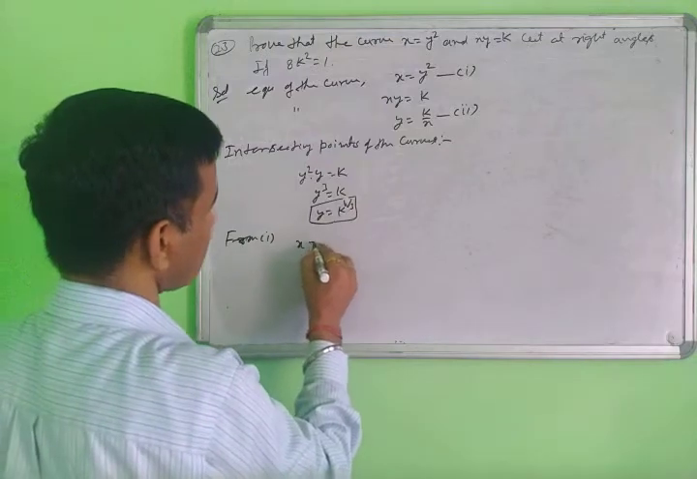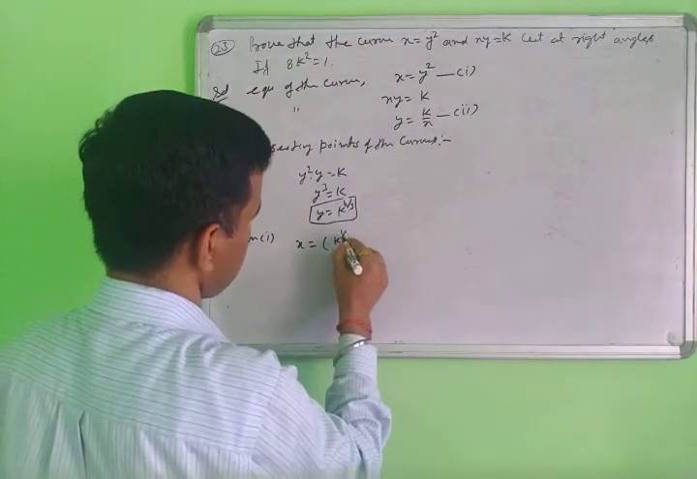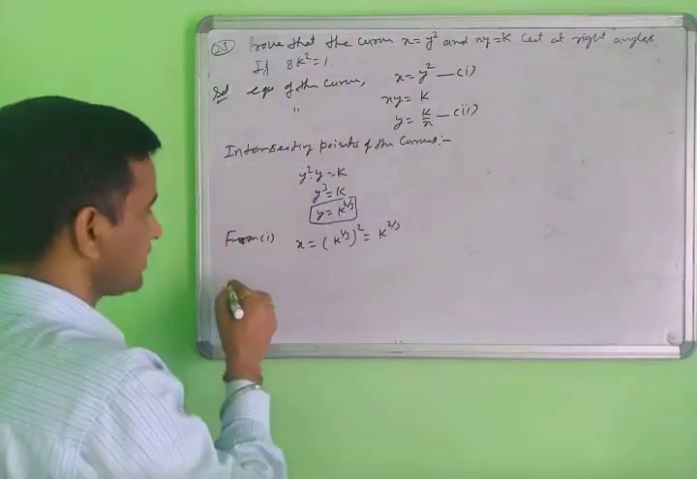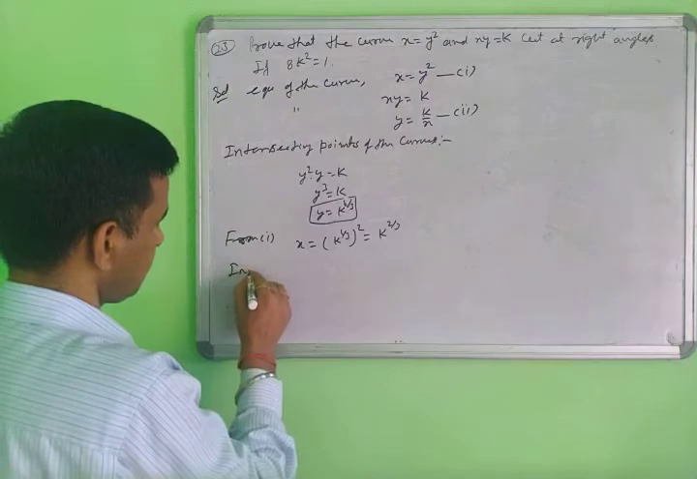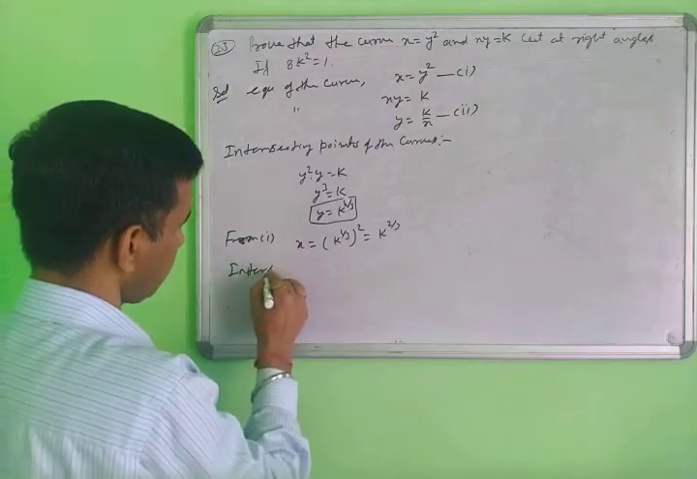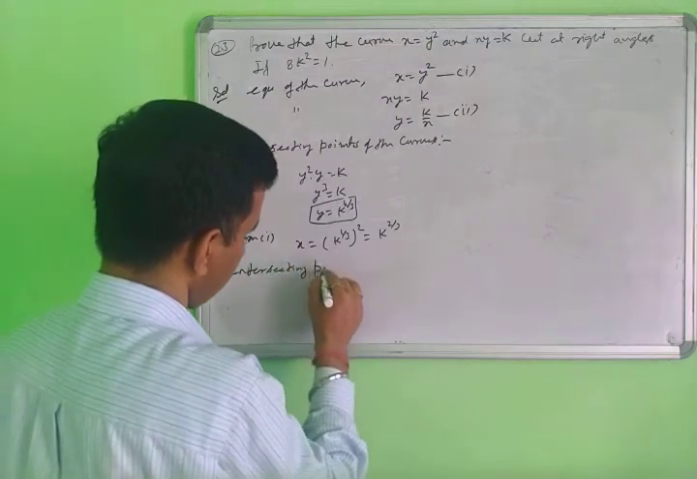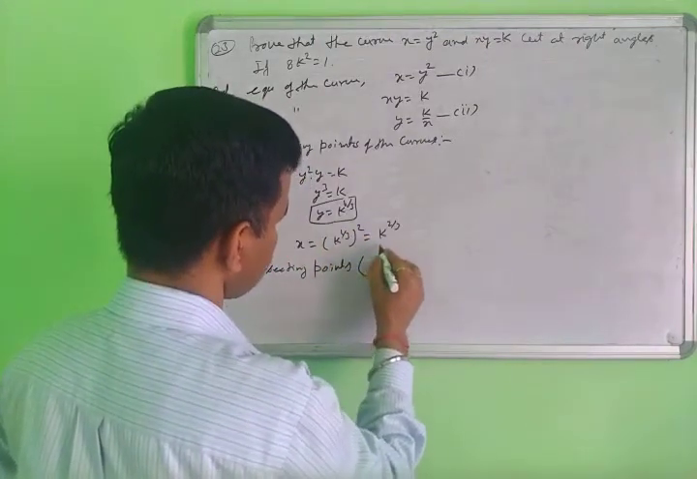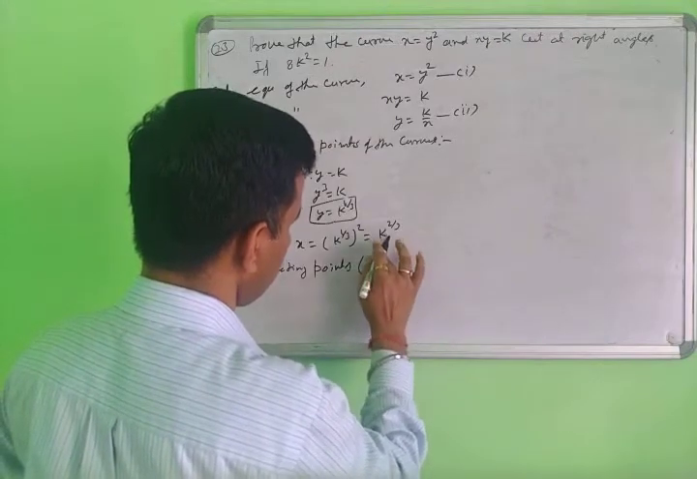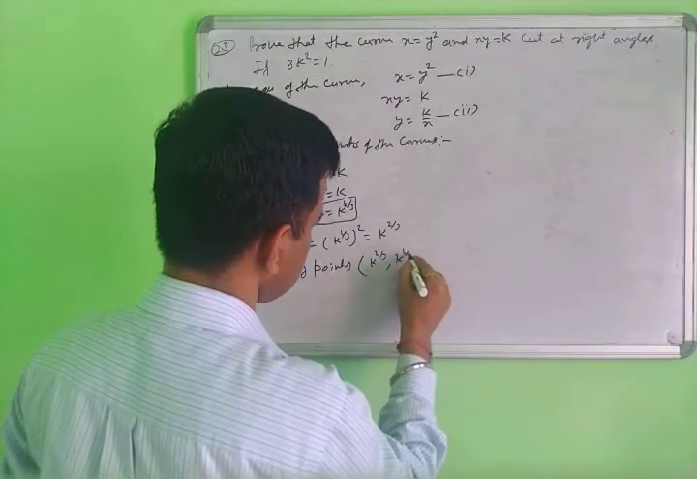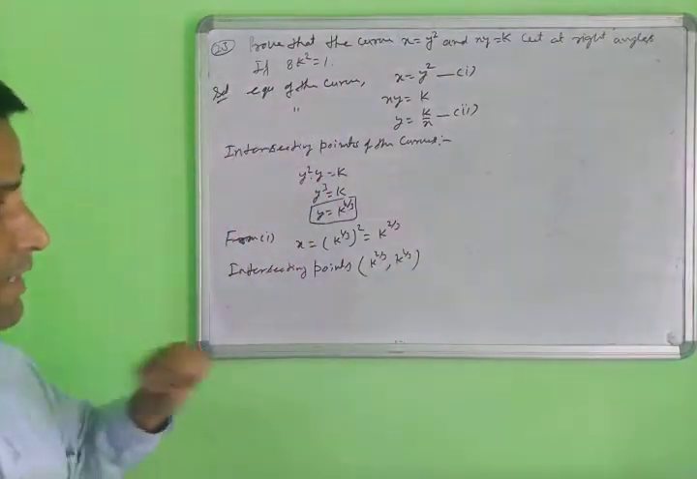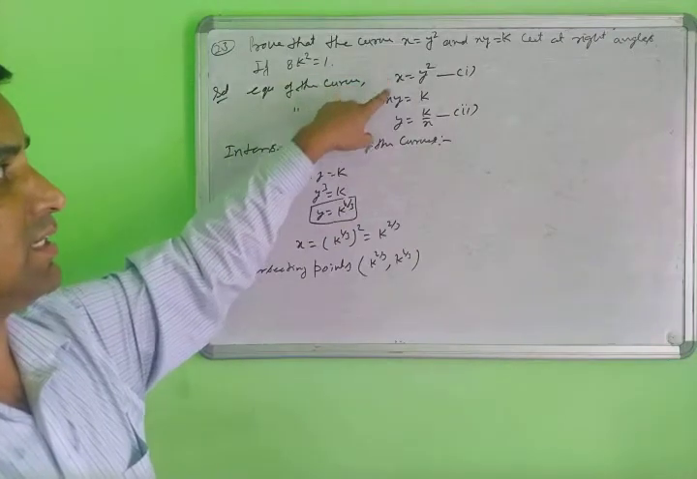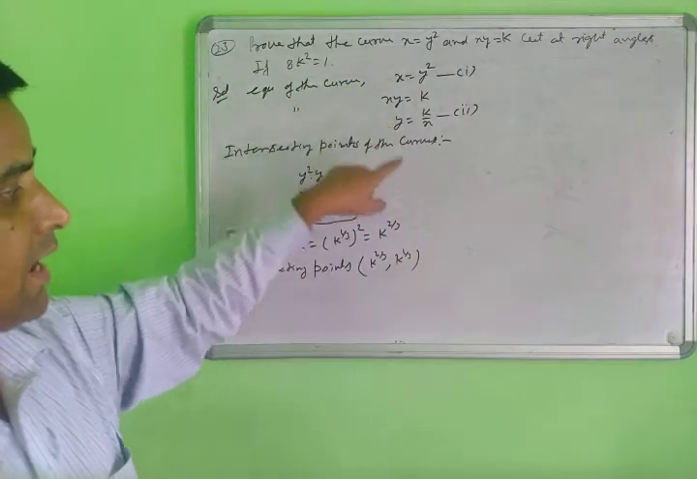Putting the value of y, find the value of x from the first equation. x equals y square, with y equal to k exponent 1 by 3, so x equals k exponent 2 by 3. The intersecting point is (k^(2/3), k^(1/3)). After that, you find the slope of the first curve and the slope of the second curve at this point.